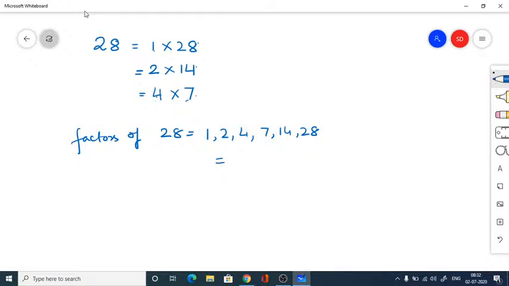So if you add all of them, what will you get? 56, right? You can add in the rough column and see, which is equal to 2 into 28. So see, the number is back. This is the sum of factors. The sum of factors is equal to twice the original number. So this is also a perfect number.